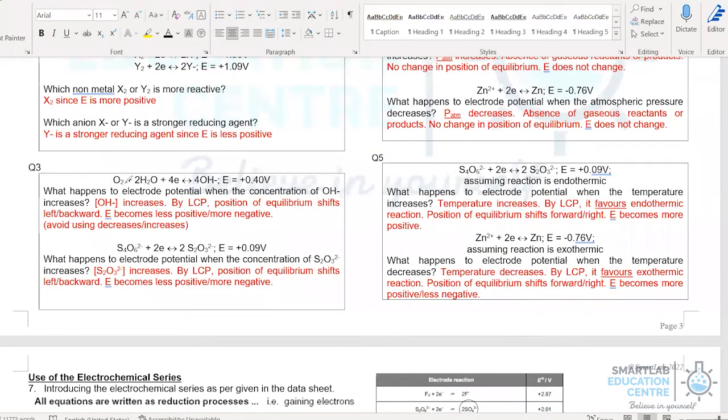Now let us study these half equations and see what happens when we decide to increase the concentration of the OH-. Using Le Chatelier's principle, increasing the concentration of OH- will shift the position of equilibrium backward. Since the backward reaction is now favored, the standard electrode potential value, which originally stands at 0.40 volt, will now decrease and go lower than that.